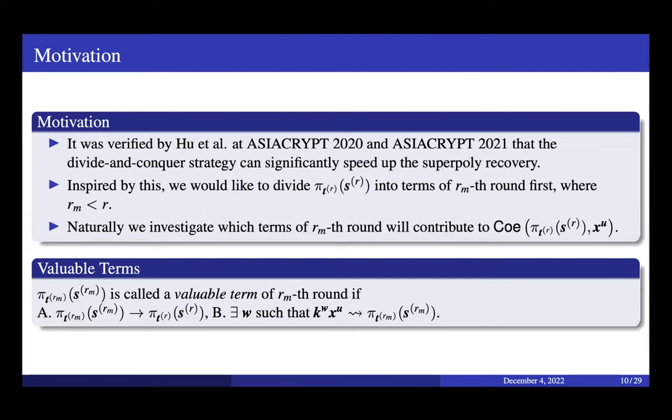Inspired by the divide and conquer strategy, we first would like to divide π_i(u, r) into terms of the IM-th round. And of course, IM should be less than R. We first investigate which terms of the IM-th round will contribute to the desired superpoly. And this directly gives rise to the concept of valuable terms.